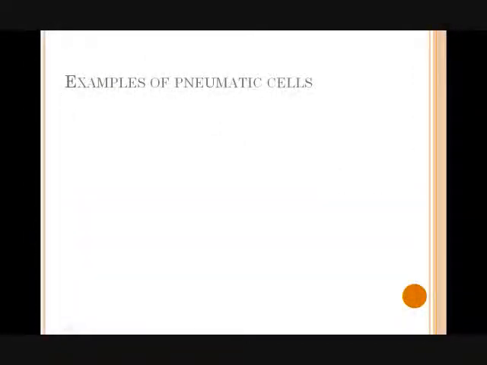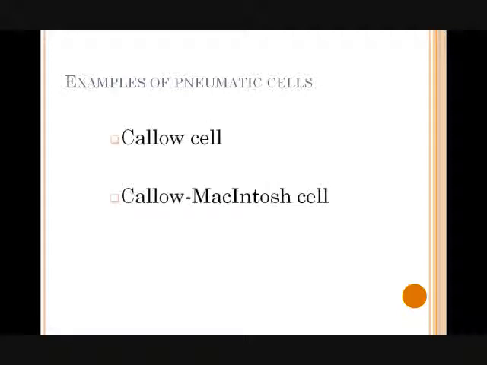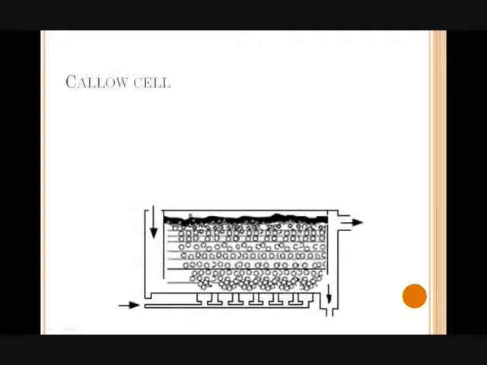There are three examples of pneumatic cells presented in Brown. These are the Callow cell, the Callow-McIntosh cell, and the airlift cell. The Callow cell is one of the oldest and simplest but is now practically obsolete. The feed enters at the high end, the tailings being removed from the other. A blanket covers the bottom of the trough.